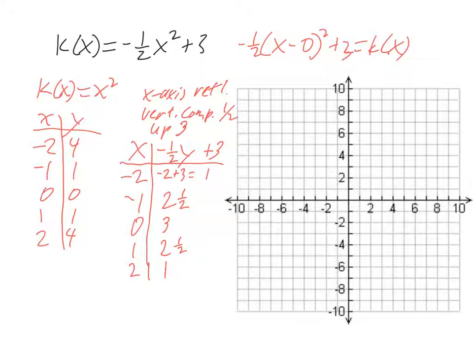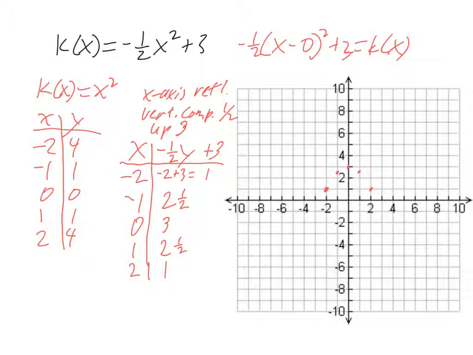Okay, so I'm going to go ahead and plot those. So negative 2, 1 is right there. Negative 1, comma 2.5 is right there. 0, 3, 1, 2.5, and 2, 1. And now hopefully that's enough for you to see what's going on here, to see that it's that quadratic. It's reflected, so it's upside down. It's moved up 3, and it's a little fatter than usual. It's a little wider because it's been vertically compressed.